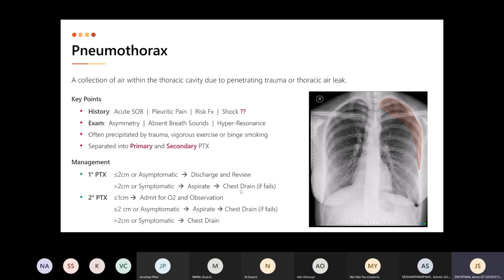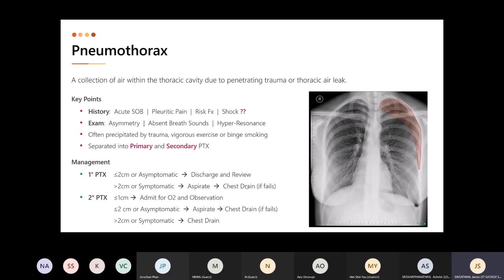Examine them. You get asymmetry of chest wall movements. So in this patient, the left side will be rising slightly lower than the right side. Absent breath sounds over the area of the pneumothorax, and hyperresonance. Hyperresonance is quite difficult to distinguish clinically, but absent breath sounds are definitely quite easy to pick up.